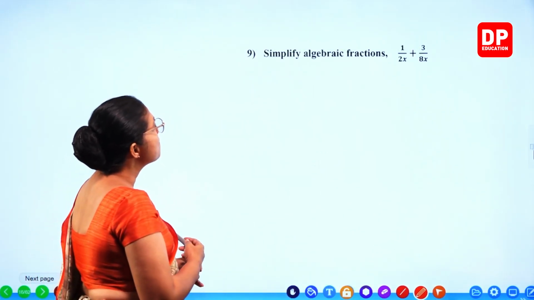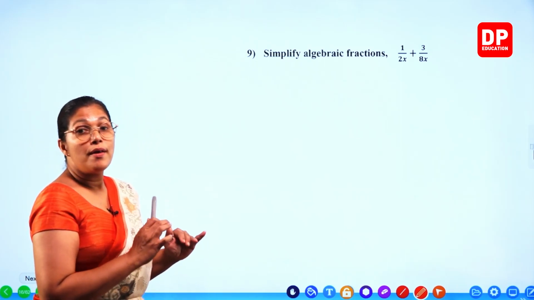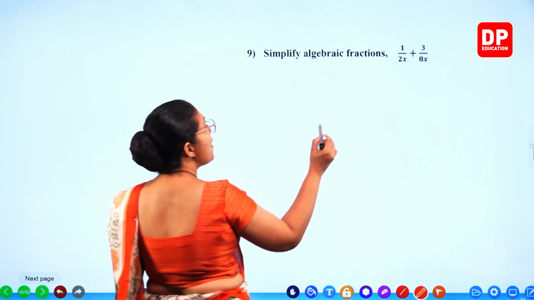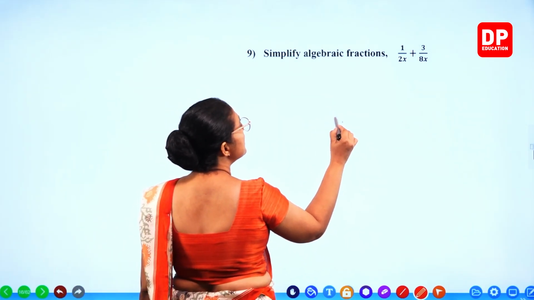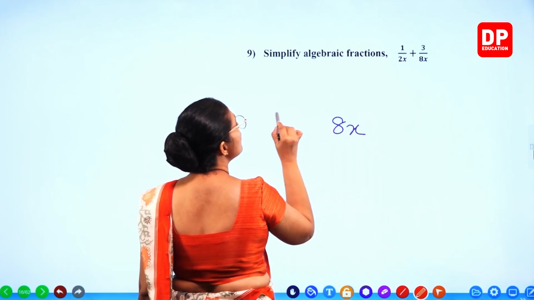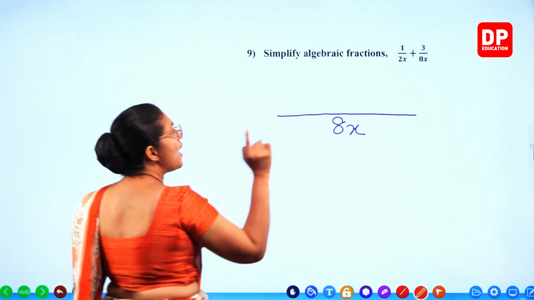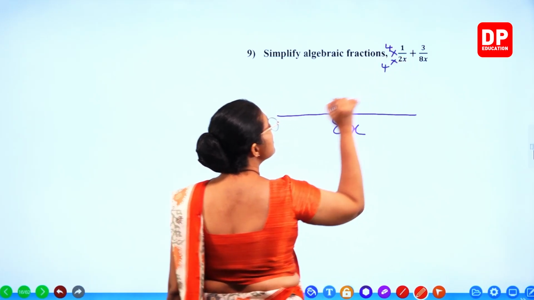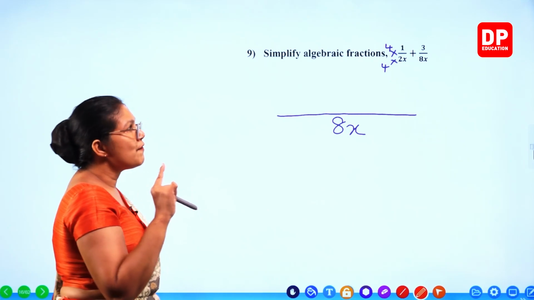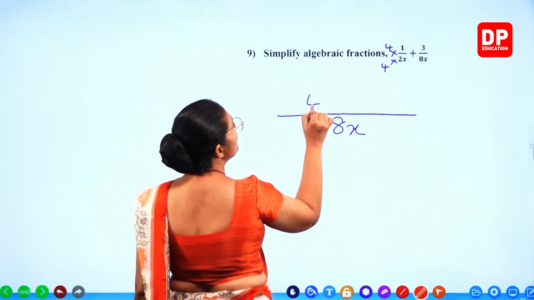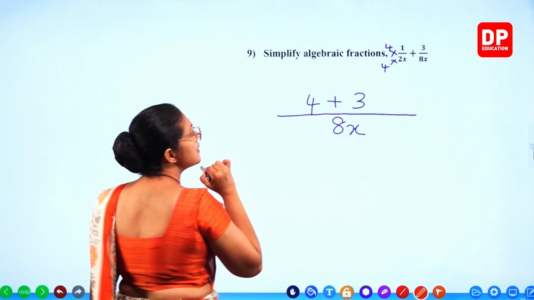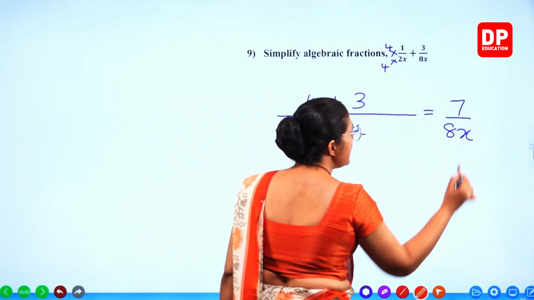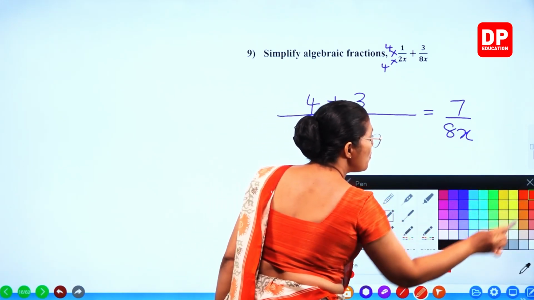Question number 9. Simplify algebraic fractions with different denominators, 2x and 8x. What's the lowest common multiple of 2 and 8? That's 8. So x is there, so you have to take 8x. That means you have to multiply both the numerator and the denominator by 4 to get 8x in the first fraction. So you get 4. The other one you write as it is. 4 plus 3, you get 7 over 8x. 2 marks for that.